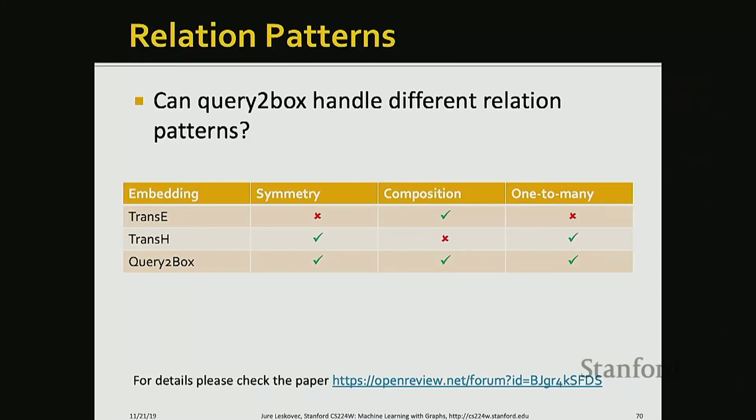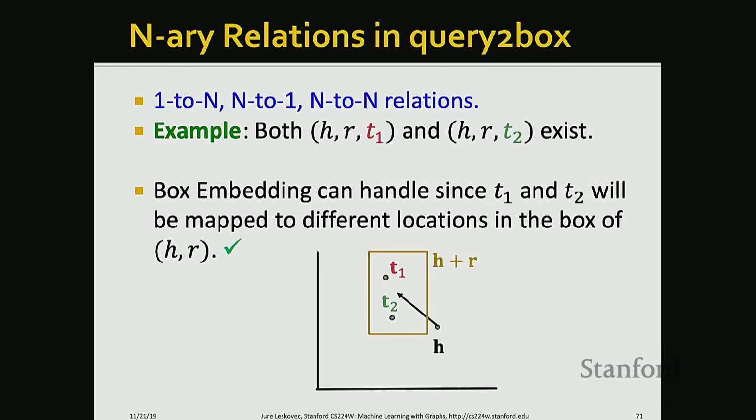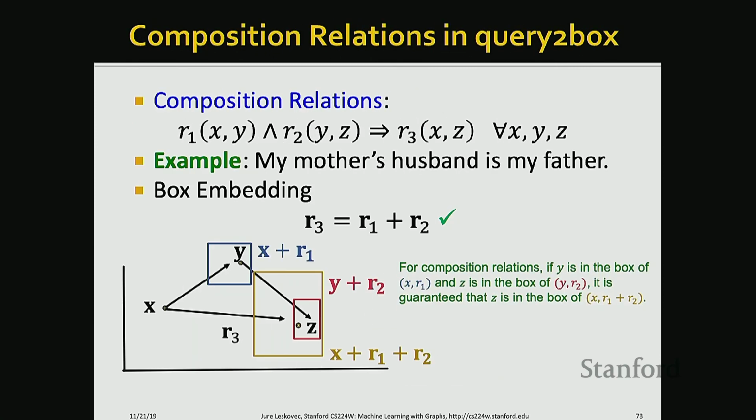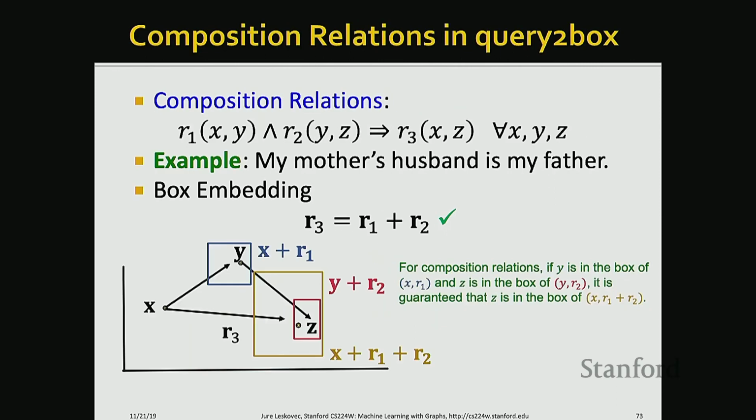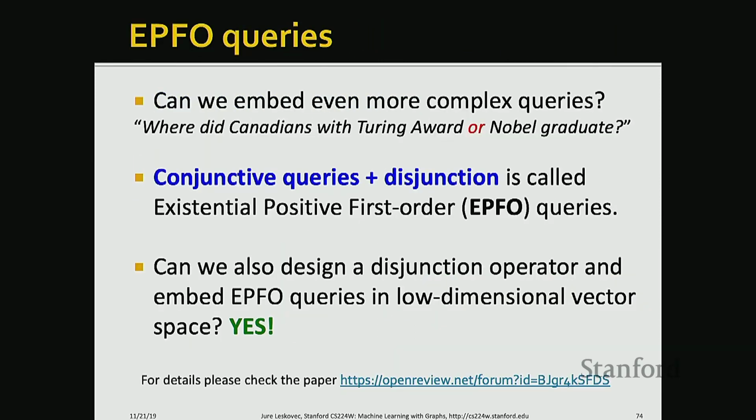If I had time, I would try to show you also very quickly that query-to-box supports symmetry, composition, and one-to-many properties. I will not have time, so the paper is here. If you're curious, you can go and check it. I will skip these slides. Another thing that I will just give you as a teaser so that you know it also supports this.